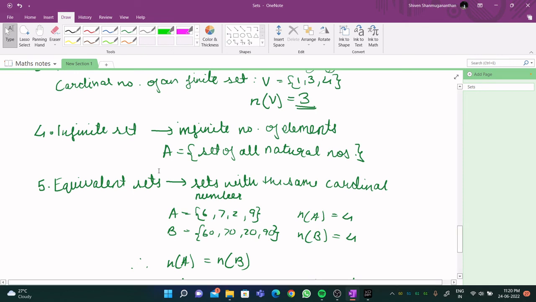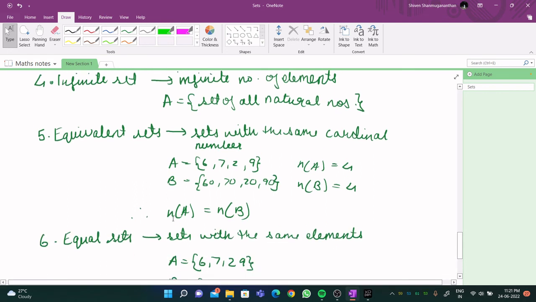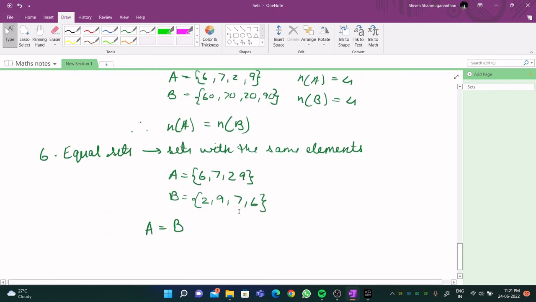Then we have equivalent sets. Equivalent sets are basically sets with the same cardinal number. As we discussed earlier, cardinal number is nothing but the number of elements that a set has. So we have examples here. A is equal to {6, 7, 2, 9}, and B is equal to {60, 70, 20, 90}. Now both of these have exactly 4 elements in them. So the cardinal number of A is 4, and the cardinal number of B is also 4. Hence, A and B are equivalent sets. How you represent that is you just write cardinal number of A is equal to cardinal number of B.